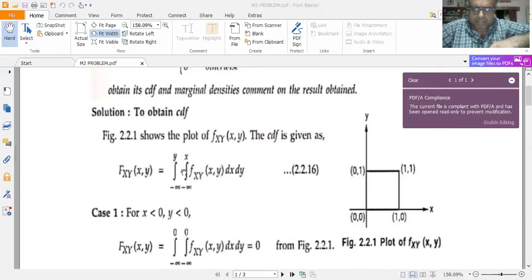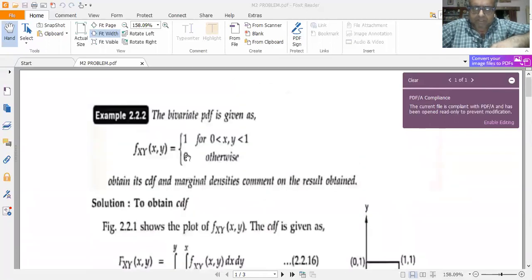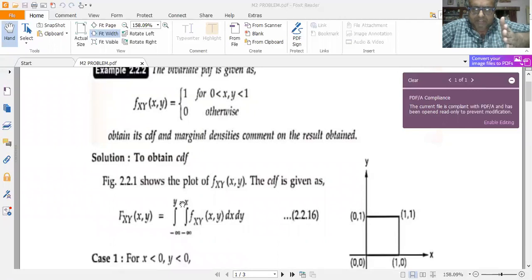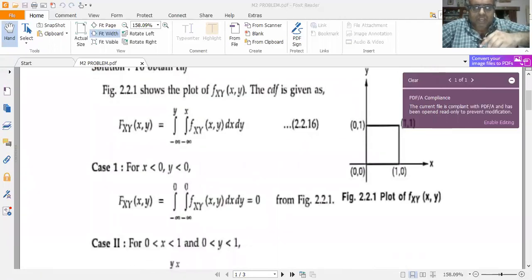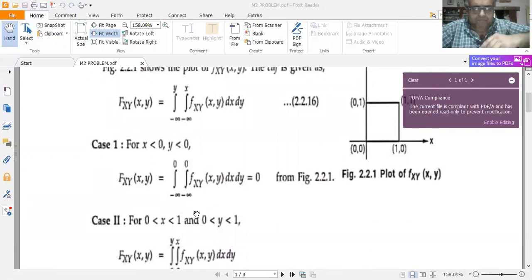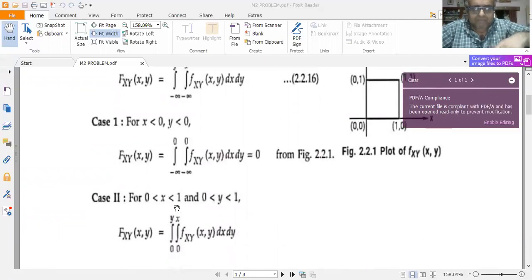So F_XY(x, y) is equal to the integral from minus infinity to y, integral from minus infinity to x of f_XY(x, y) dx dy. Now, as per the definition, for x less than 0 and y less than 0, the joint PDF is 0. So since the joint PDF is 0 for x less than 0, y less than 0, the integral of 0 is also equal to 0. So obviously for x and y both less than 0, the CDF is also equal to 0, because the joint PDF is equal to 0 and the double integral of 0 is 0.